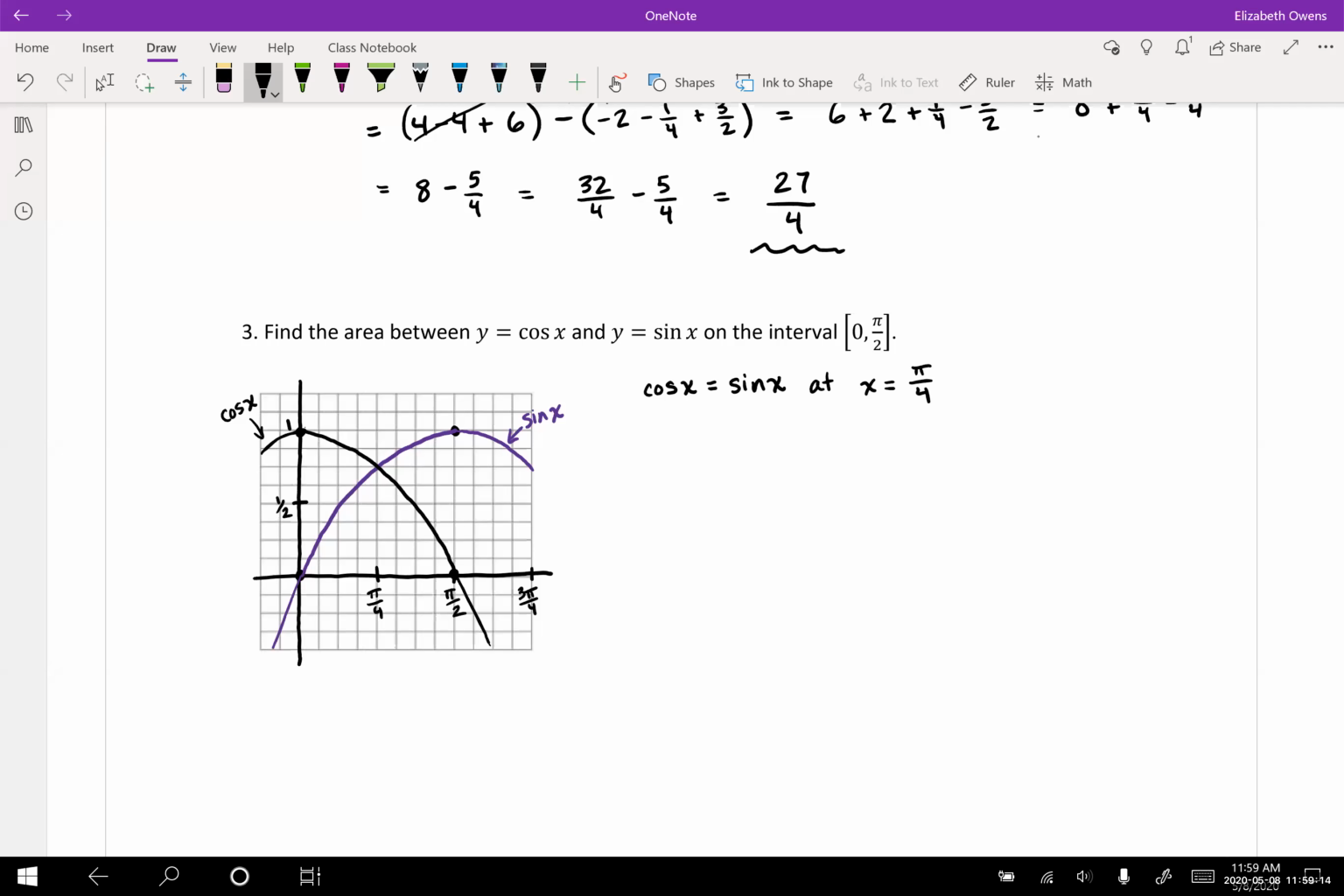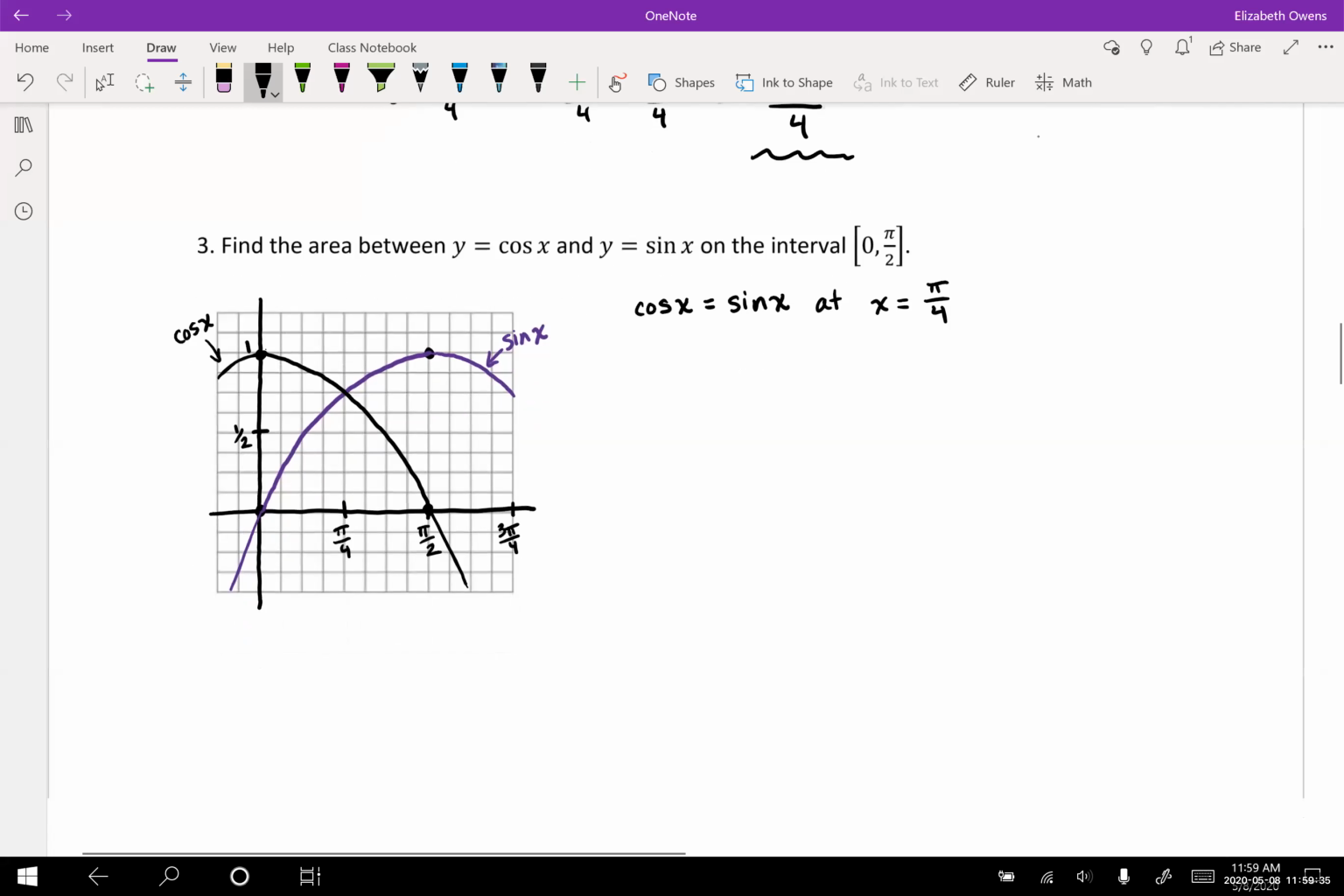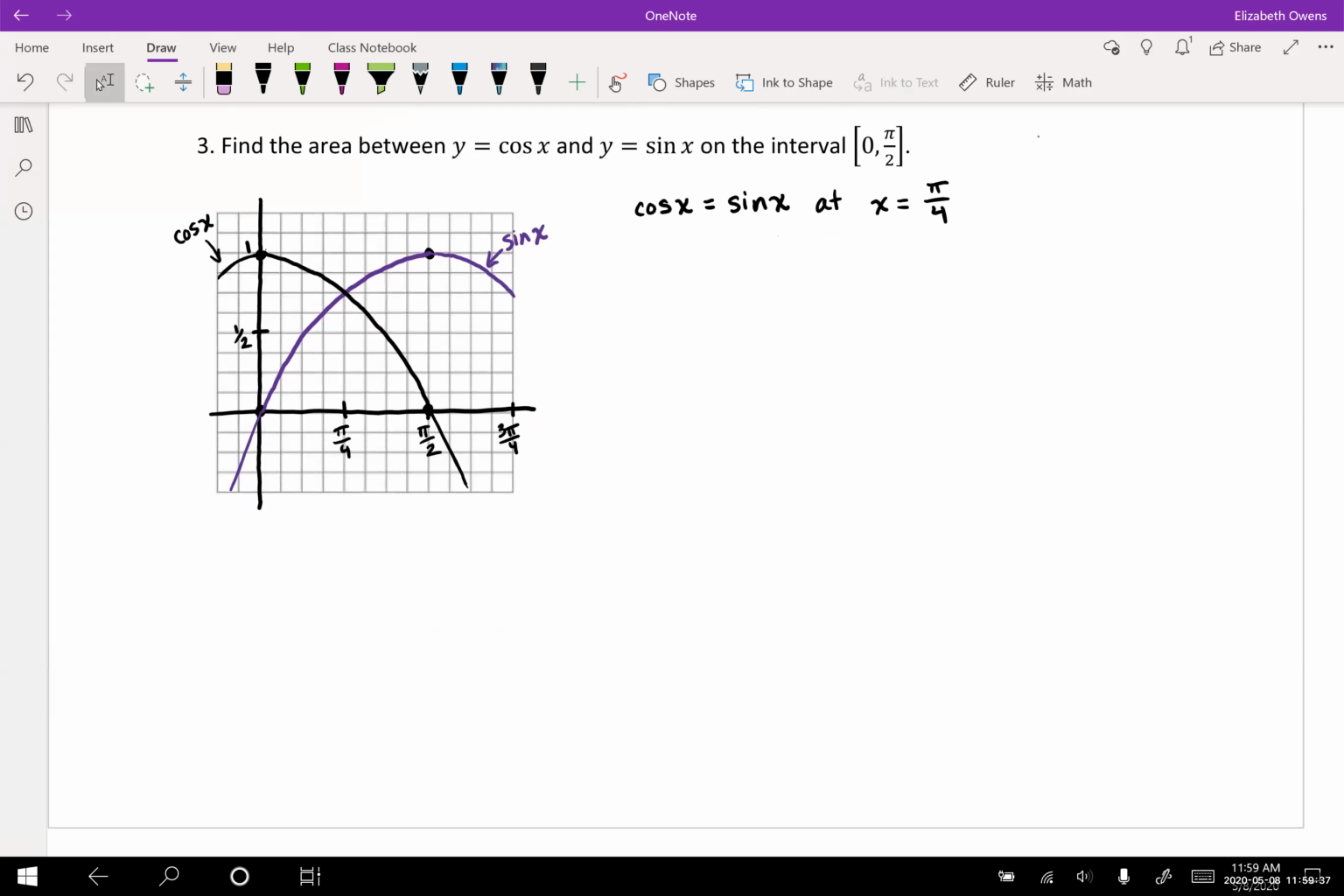Okay, here's example 3 for area between curves. We're finding the area between y equals cosine x and y equals sine x on the interval from 0 to pi over 2. In this case, we have been given a specific interval, which is good because we know cosine and sine will go on forever and keep oscillating. So we've cut that down a little bit here.